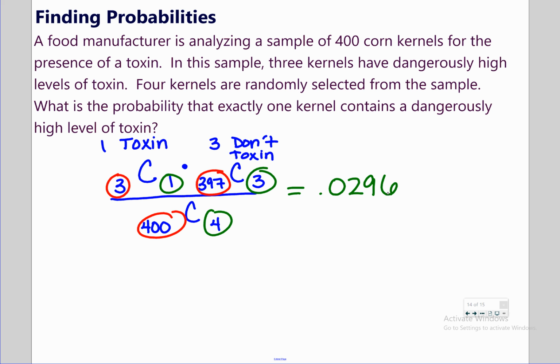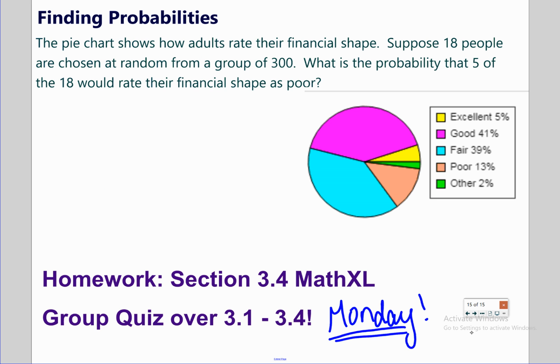All right, the last one you're going to try. I'm going to give you a hint for it, though, because you have to use a chart of information. You've got a pie chart here. The pie chart shows how many adults rate their financial shape. Suppose 18 people are chosen at random from a group of 300. What is the probability that 5 of the 18 would rate their financial shape as poor? So when it's worded like that, 5 are rating it as poor. Everybody else is saying my financial shape is not that category, not poor. Those are your two choices, okay?